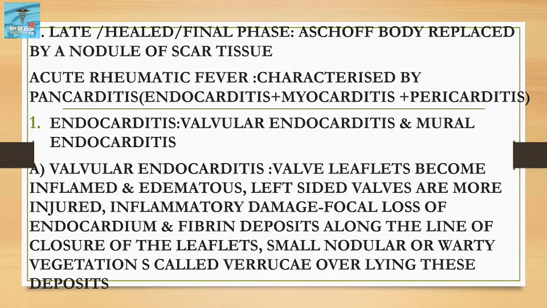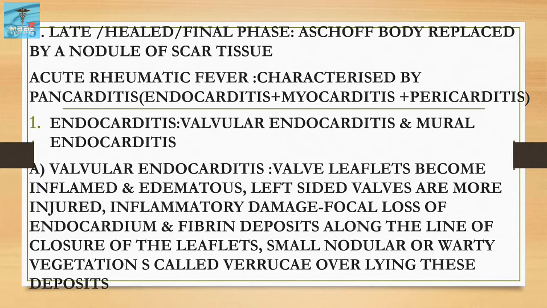First, about endocarditis. It includes valvular endocarditis and mural endocarditis. We know that endocarditis is nothing but inflammation of the endocardium. First, we are discussing valvular endocarditis. Here, the valve leaflets become inflamed and edematous. The left-sided valves are more prone to injury than right-sided valves. That is, the mitral and aortic valves are more prone to injury.